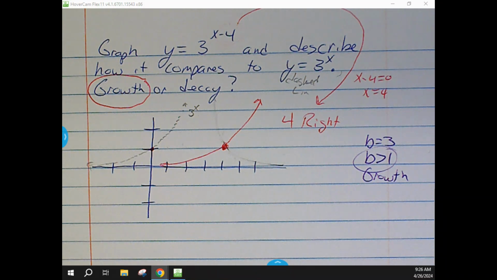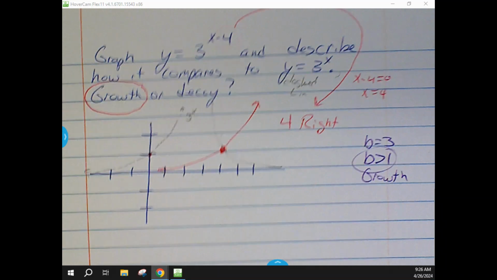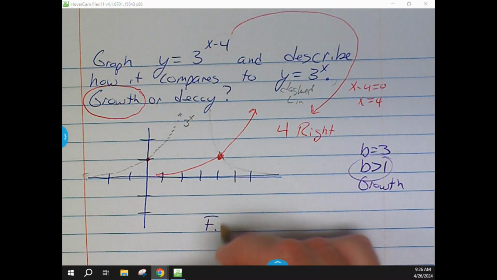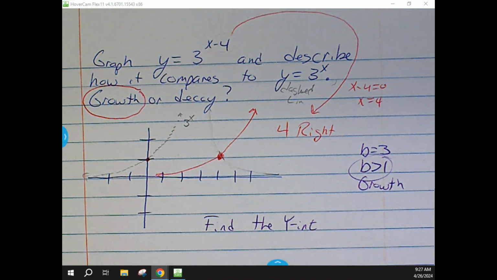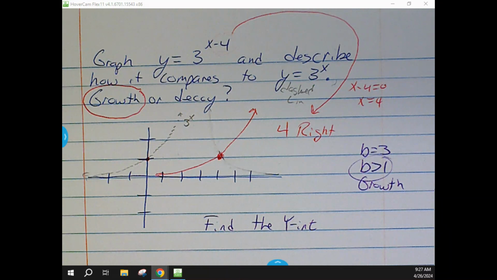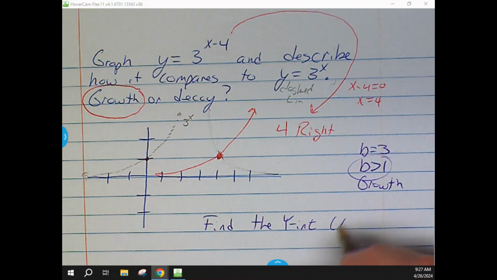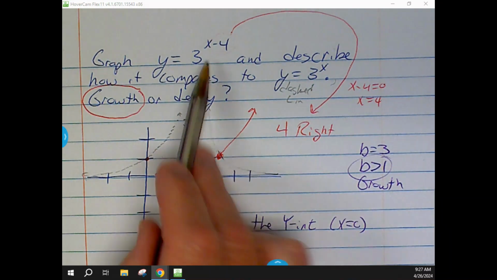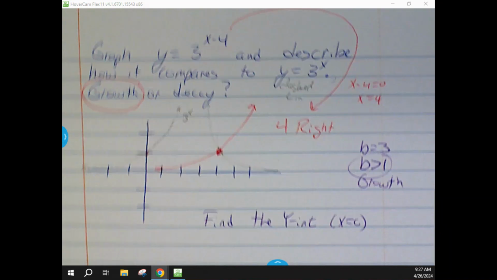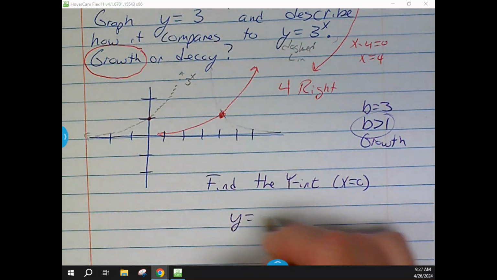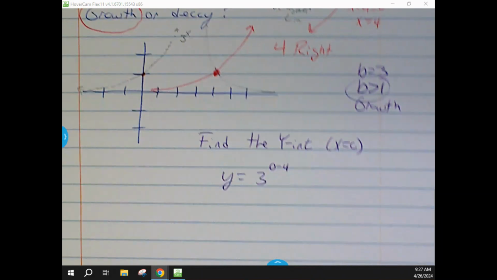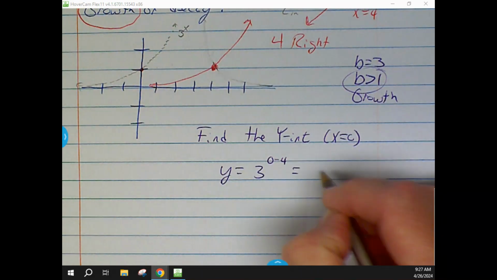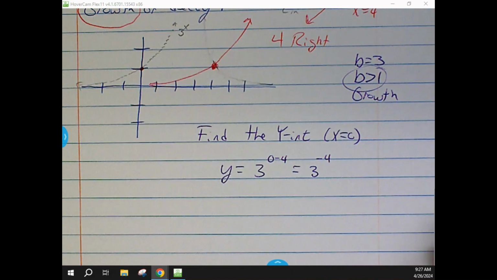All right. Now they may ask you to possibly find the y-intercept. Again, if you've got to find the y-intercept, that just means you're going to plug in x equals 0. So we're going to plug in 0 back up here. Again, that's 3 to the 0 minus 4. Well, that's 3 to the negative 4 power.